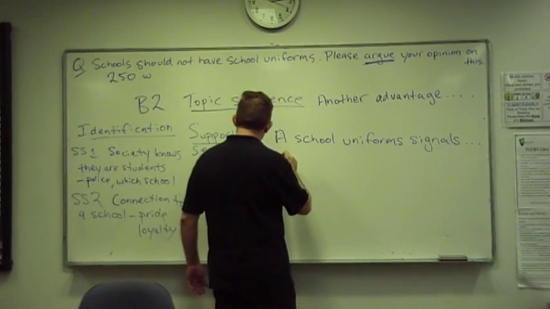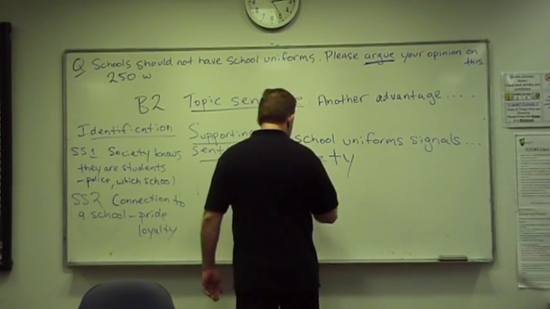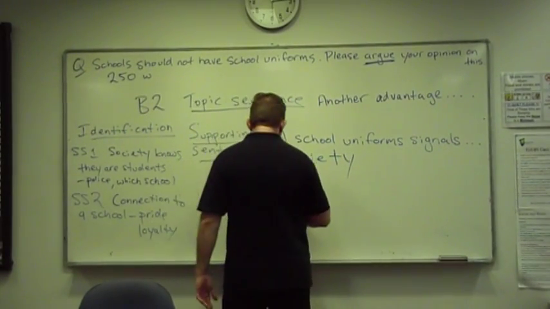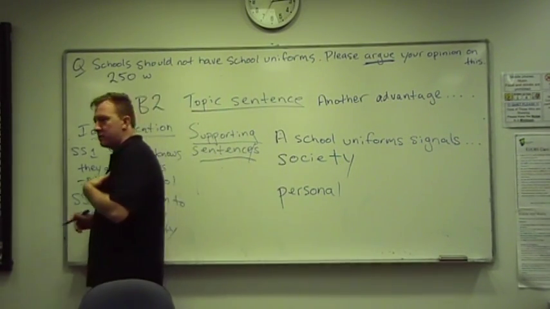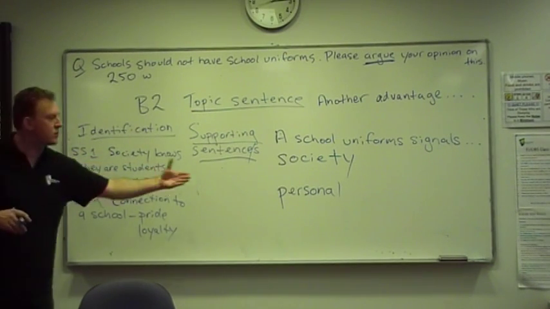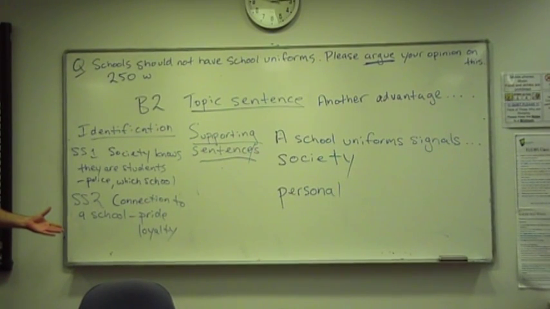So the first sentence is really about society. That's like the bigger picture. And then you can say the second sentence is more personal. It's for the student, you know. A school uniform also signals a personal connection to a school. Honestly, when children wear the school uniform, they mentally prepare to do something for study. Yeah, that's right.